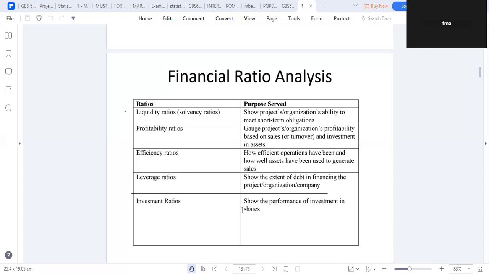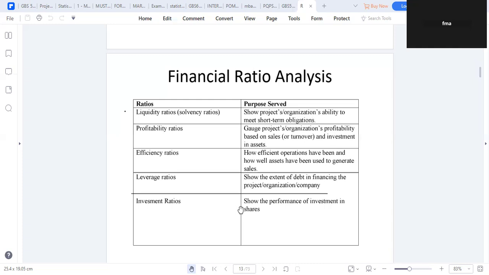So we also have efficiency ratios. What are the efficiency ratios? These are simply ratios that talk about how efficient operations have been and how assets have been used to generate sales. And we have leverage ratios. What are leverage ratios? Leverage ratios are simply ratios that show the extent of debt financing in a company. If you are too over-leveraged, it becomes a problem, because if you are too financed by debt, you may end up in trouble. So we'll talk about the types of ratios that are there.